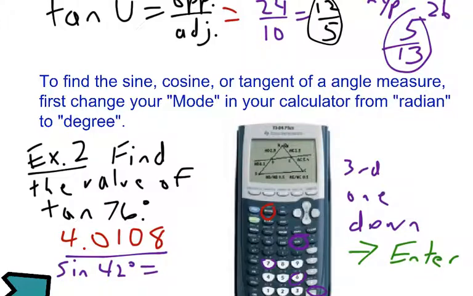Sine of 42 degrees. So go ahead and type that one in. And remember, sine is all the way on the left there. So I'm going to press sine of 42 and then enter. And I got 0.6691 if I round to 4 decimal places. Alright, so now we know how to use the degree mode in our calculator.